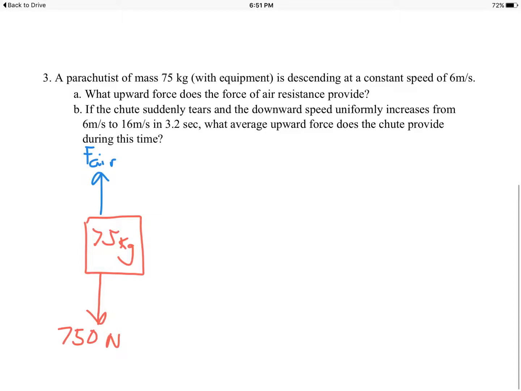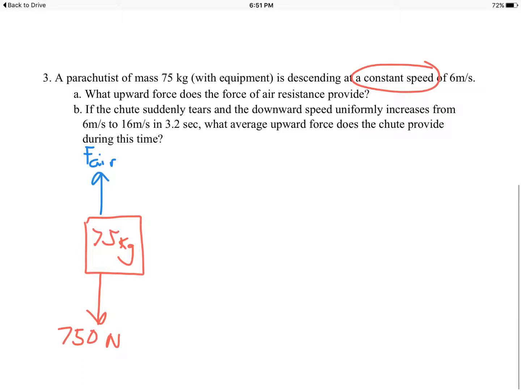Now in part A, once again, it's relatively easy, like the last problem, because you have the constant speed. Wouldn't matter what the constant speed is, but it's good for the parachutist that it's a pretty low speed because you need to land safely, and a 6 meter per second speed is, I guess, safe enough to land without breaking your legs or killing yourself.